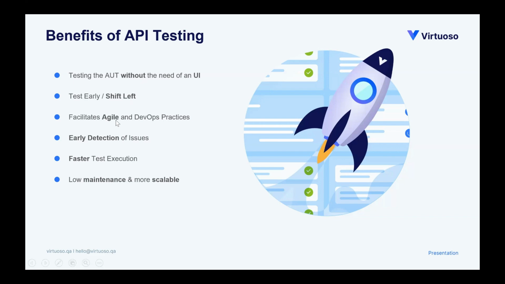Testing early also facilitates an agile way of working on a testing project. So API testing helps you in becoming more agile and facilitating your DevOps practices also. Testing early also means that you are detecting all your issues upfront, so they can be resolved earlier than expected. API tests are also very fast compared to any UI test, and they are low in maintenance and more scalable. These are some of the very basic benefits of API testing, and this is why we do API testing, because they are very important.